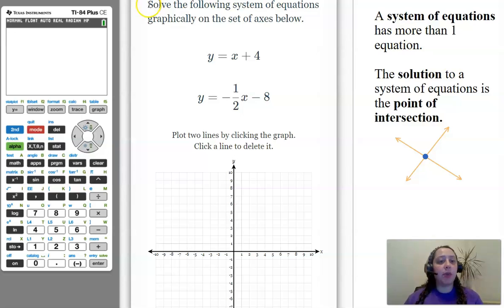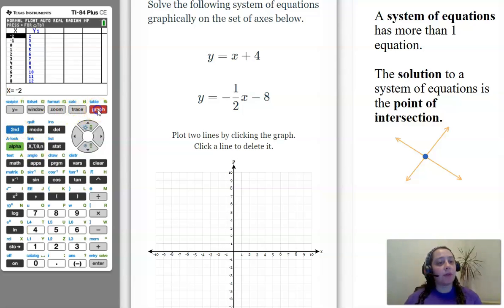Let's do this example. Solve the following systems of equations graphically on the set of axes below. So we need to graph these two equations on one graph. To do that, we're going to press y equals and put in our first function, x plus 4. Remember, this button is the x. Do not use multiply. Then we press second graph. And we're going to use a few points.